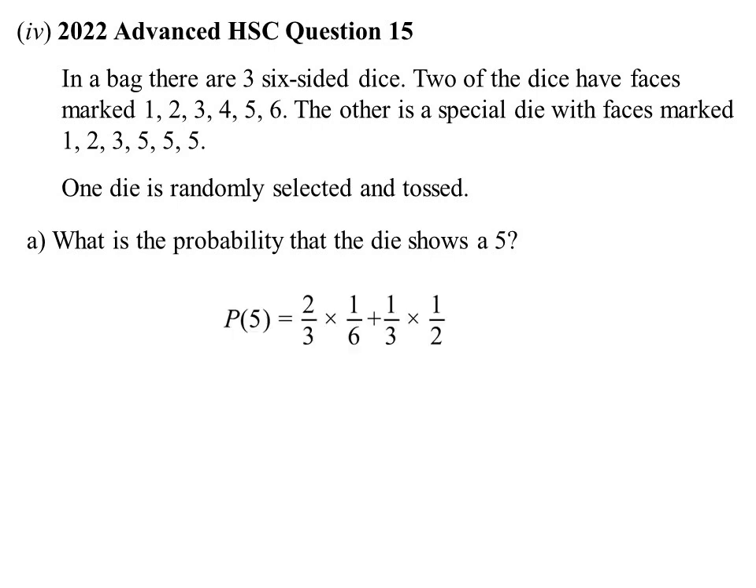We have 2 in 3 times 1 in 6 plus 1 in 3 times 1 on 2. Where did that come from? There are 3 6-sided dice. Well, there's a 2 in 3 chance of getting one of the ones that it's regular, 1 to 6. So there's your 2 in 3. And on that die, there's a 1 in 6 chance of getting the 5. Or I might have got the other dice. Well, there's a 1 in 3 chance of getting that special one. And on that one, there's a 1 in 2 chance, or a 3 in 6 if you prefer, chance of rolling the 5. Put it all together, 5 in 18.